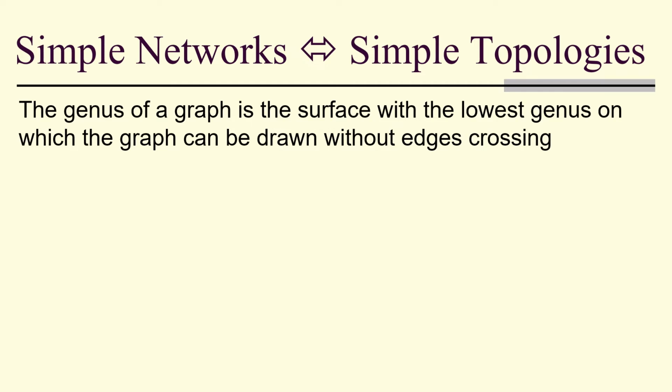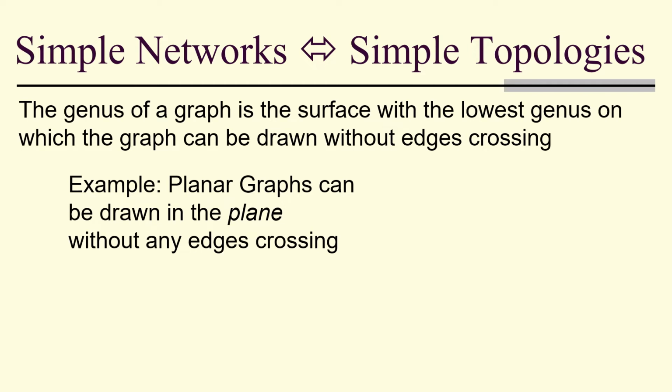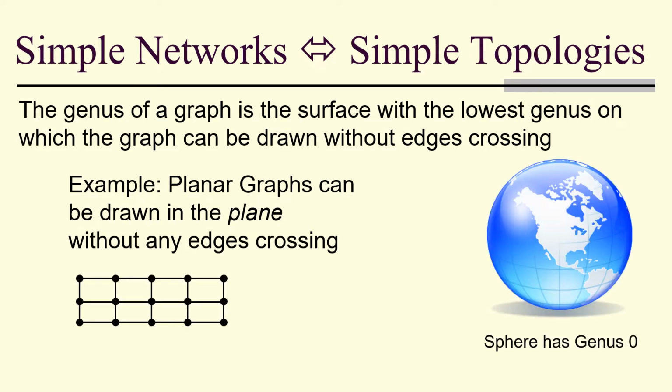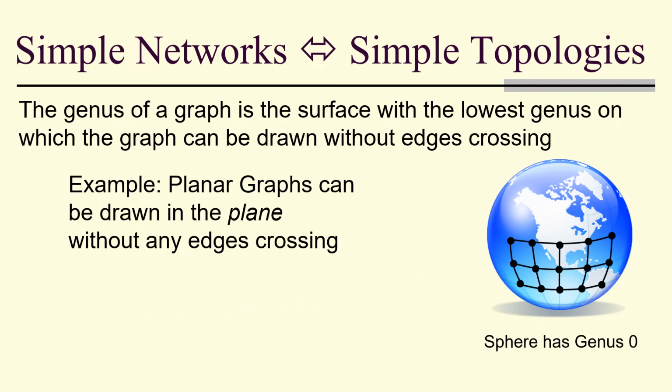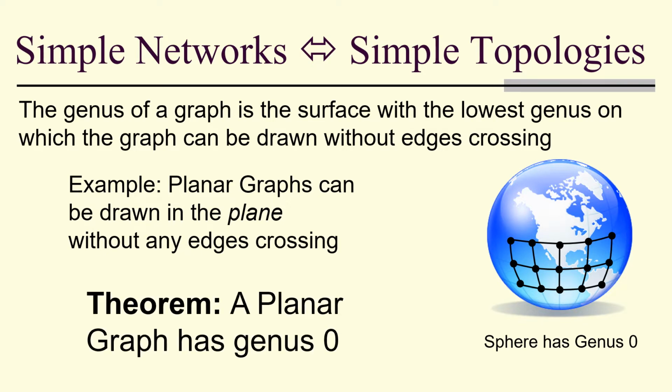So if I took a graph and drew it on a surface without any edges crossing, then the genus of the graph is the surface with the lowest genus on which that graph can be drawn. Genus is the number of holes in a surface. So for example, a planar graph can be drawn in the plane without any edges crossing, and that corresponds to drawing on a sphere, which has genus 0. There are no holes in a sphere.